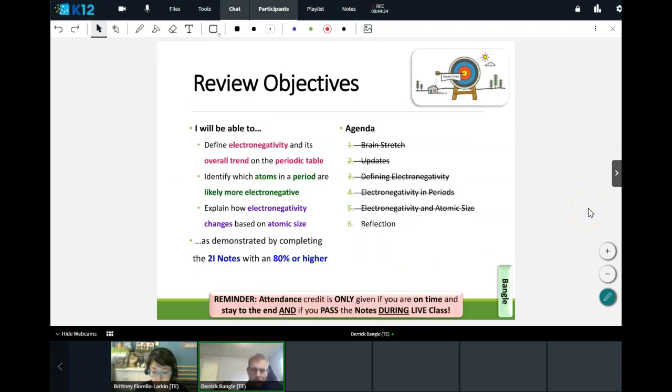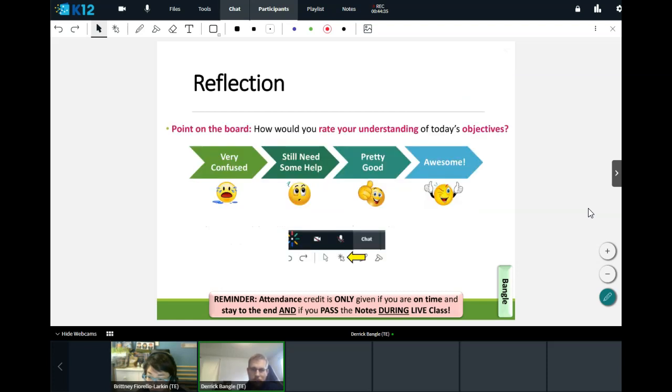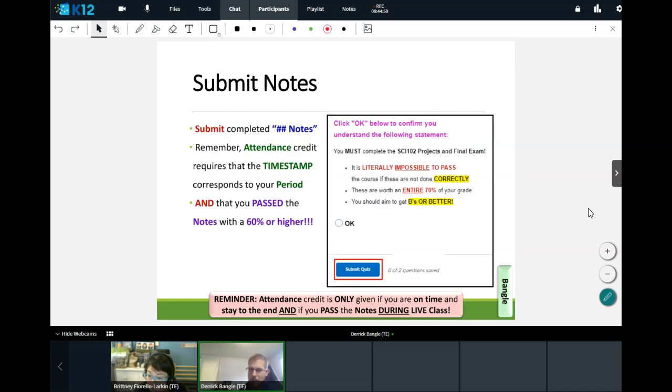We also learned how that deals with atomic size and how if you're smaller, you're cuter, and thus you attract more electrons. So go ahead, if you haven't already. Actually, first, if you would like to, just go and tell us how you felt about this lesson. Go ahead and submit your quiz. Tell us how you did.